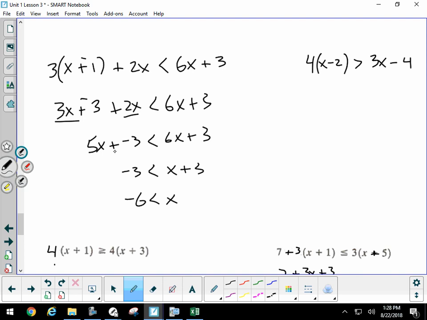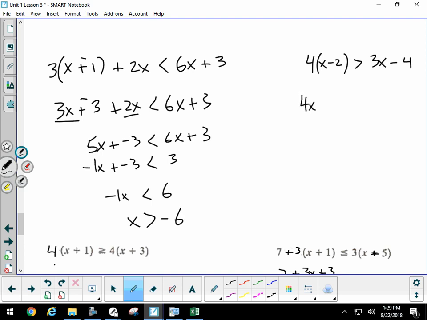Notice, I did that on purpose. I like to have positive values for x's. If I subtracted 6x, watch what I'd have to do. If I subtract 6x from both sides, this would be a negative 1x plus negative 3, which is less than 3. Then this would be negative x. I'd have to add 3 to both sides, is less than 6. Now I divide by negative 1, symbol flips. Okay, so just be careful when doing these problems. Make sure you just, however you're doing it, do it correctly.